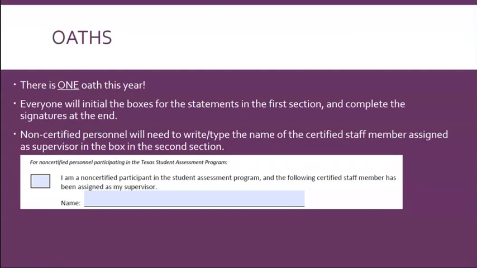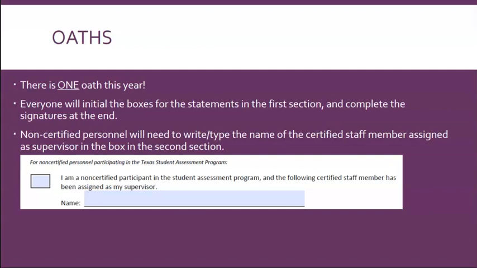So on the oath, we will sign later on, but I wanted to go over the oath right now. There's only one oath this year. It's a little bit different. When you see it, you'll notice that it looks different than what it has looked like in the past. It is a front and back oath. You're going to complete all the statements in the first section, and you'll do signatures at the end.